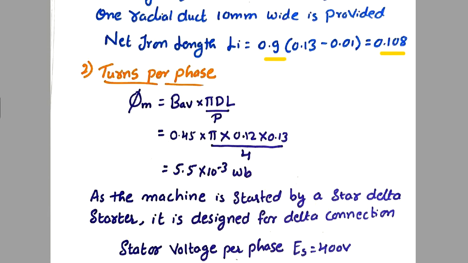Next, turns per phase. Basically, flux per pole phi equals BAV into pi DL by P. The P is transferred to the RHS, so it becomes the denominator. So 0.45 is the BAV given in the question, D you have found as 0.12, and L as 0.13, divided by 4. So now you get 5.5 into 10 raised to minus 3 Webers.